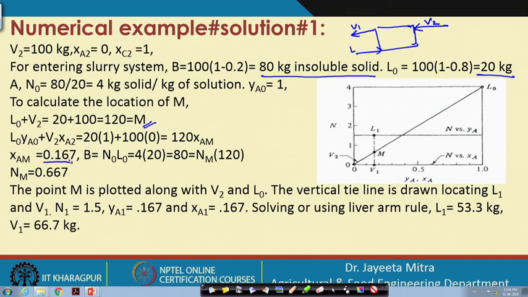So, at the mixture condition, the concentration of the solute is coming this, then B will be N 0 L 0, right, because there is no other component mixing with this. So, this is inert. So, N 0 L 0, that is equal to 4 into 20. So, 80, and this 80, this B 0 N 0 equal to N M into 120. So, N M also we are getting as 0.667. So, now the point M is plotted along with the V 2 and L 0.